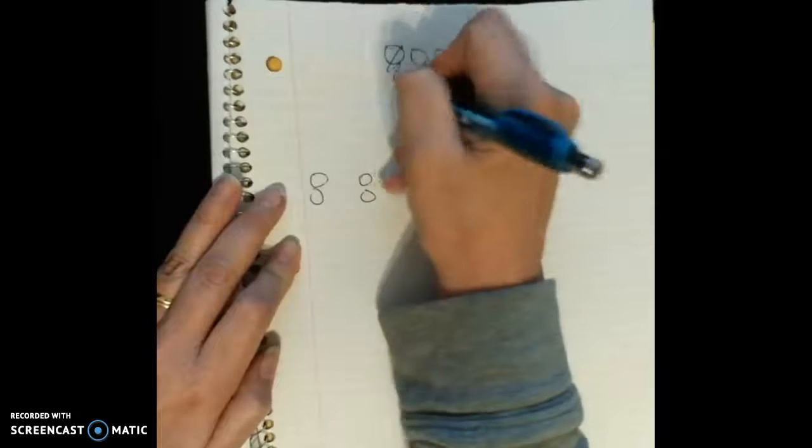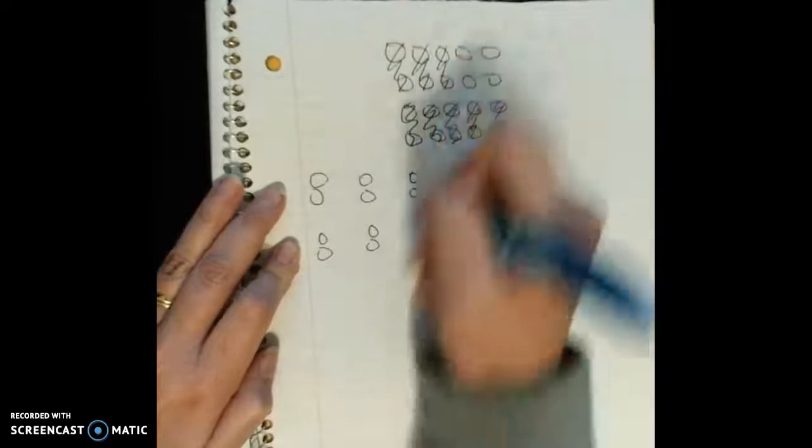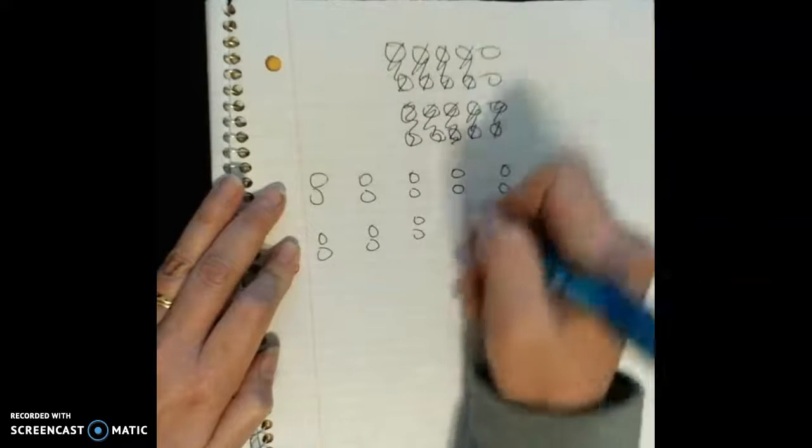So two at a time, and the counters represent the cookies. So they just give everybody two. They just make piles of two cookies.